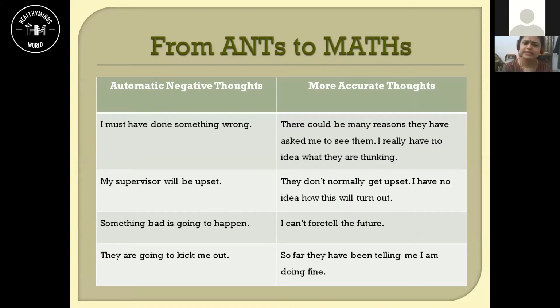Okay. So say there is a negative thought which says, I must have done something wrong. Like say my boss just gave me a call and he's like, Shambhavi, just come see me in my cabin right now. And I'm thinking I must have done something wrong. Now, this is an automatic negative thought. Also, can you figure out what's the cognitive distortion here? So this cognitive distortion is actually fortune telling.